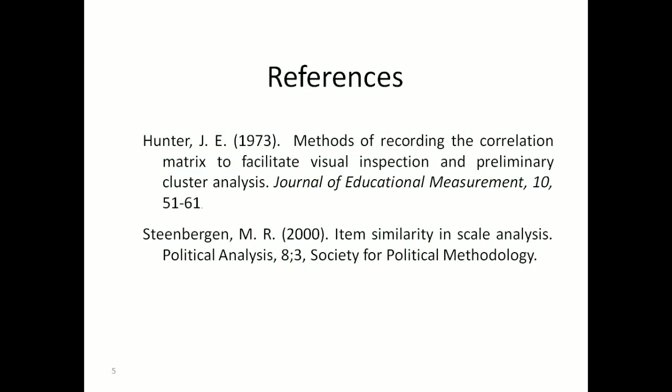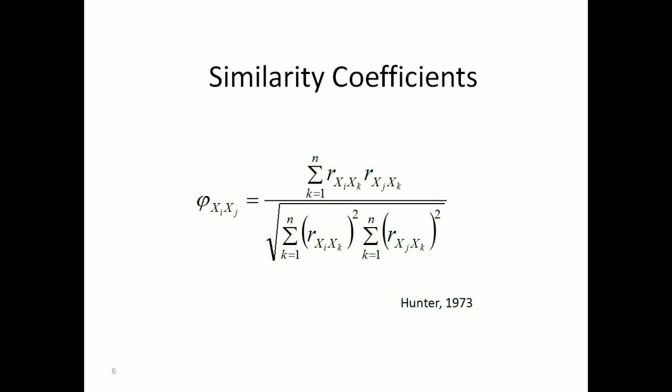Now, the two references which you can look up to find the theory behind this: Hunter starts it off, and Steenbergen was very useful, I found, for doing real analysis of this. So we're going to be looking at similarity coefficients, and this is Hunter's original formulation based on correlation coefficients. So the similarity coefficient is limited, bounded in the interval -1 to 1.